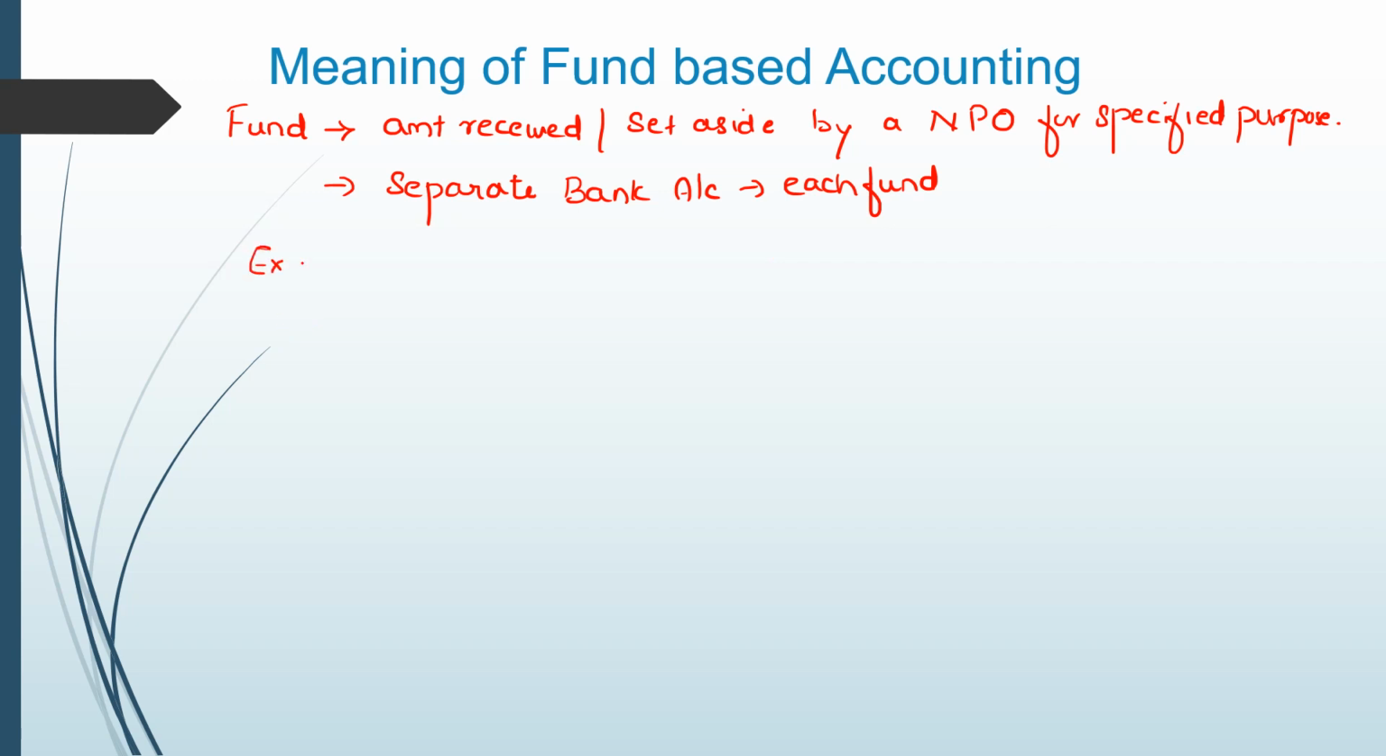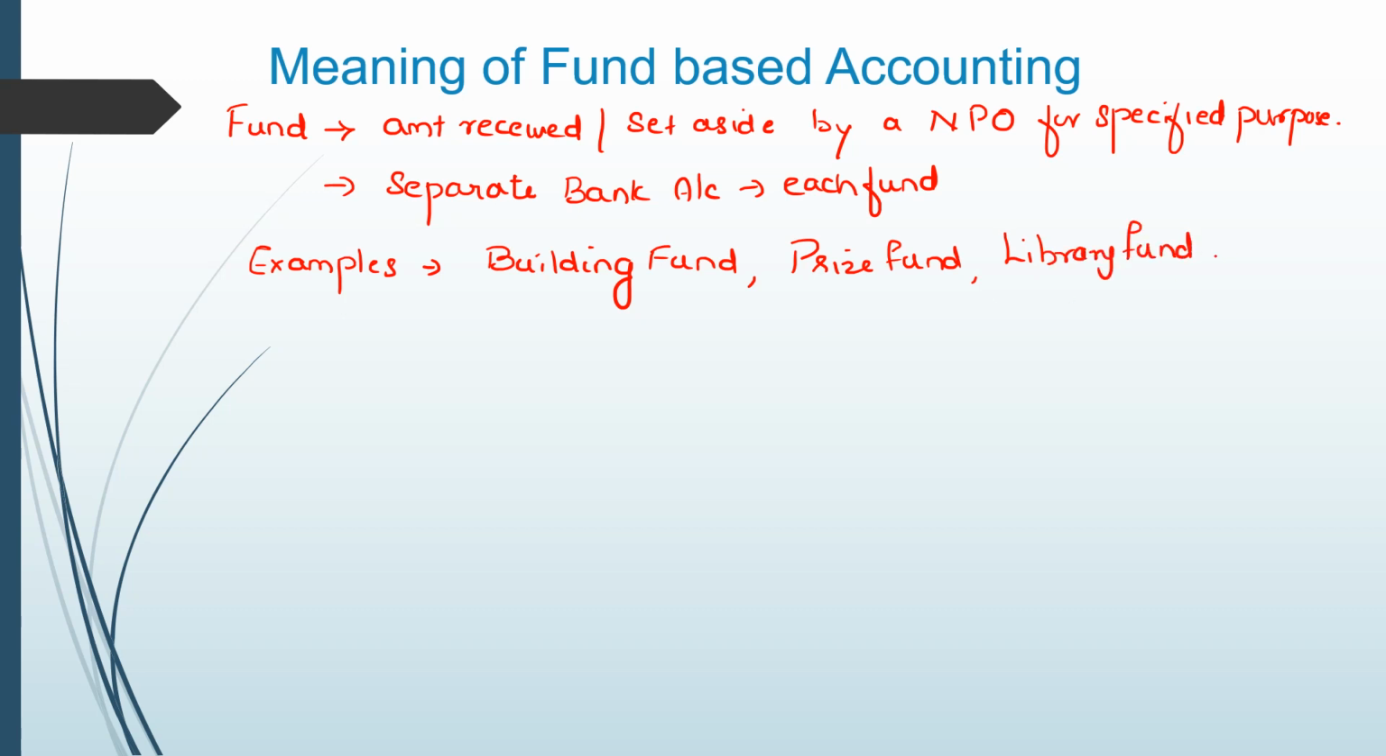Examples of different funds that you can find are building fund, prize fund, library fund, etc. So you can have different types of funds. You can have a sports fund as well. So these are all different types of funds which you can find in the books of an NPO.